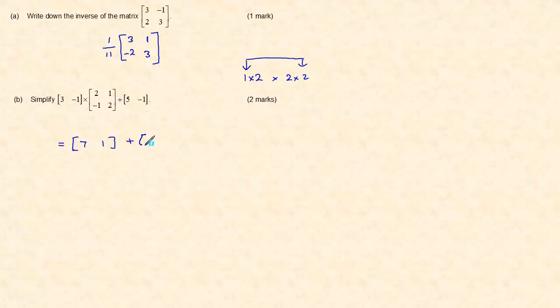And then we've got the 5, negative 1, and we can add these because they're the same size. So 7 add 5 is 12. 1 add negative 1 is 0.